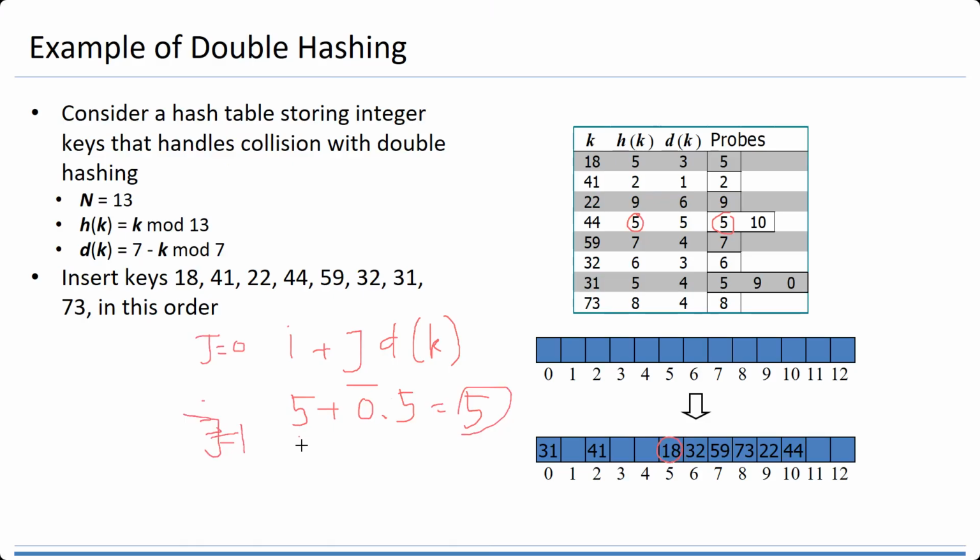If j equals 1, then it will be 5 plus 1 multiplied by 5. Then it will be 5 plus 5, which is 10. So we will go to the next, which is 10. Check the 10. Okay, the position 10 is empty. Then we put 44 in the position 10.